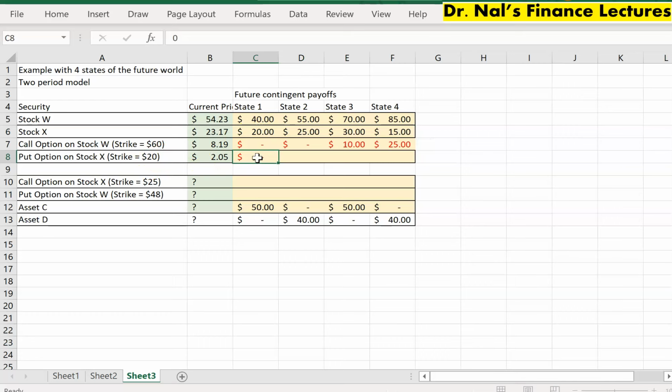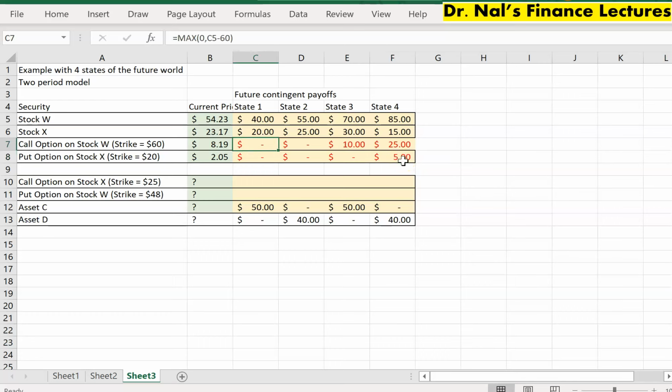Yeah, there's nothing there. If the state of the world is 25, why would you exercise your right to sell it at 20 while you can sell it at 25 in the marketplace? So you are not going to exercise your right again. You're not going to exercise your right here either. And finally, this is the only state where you will exercise your right, and you will get an outcome of $5. Do you guys see that?